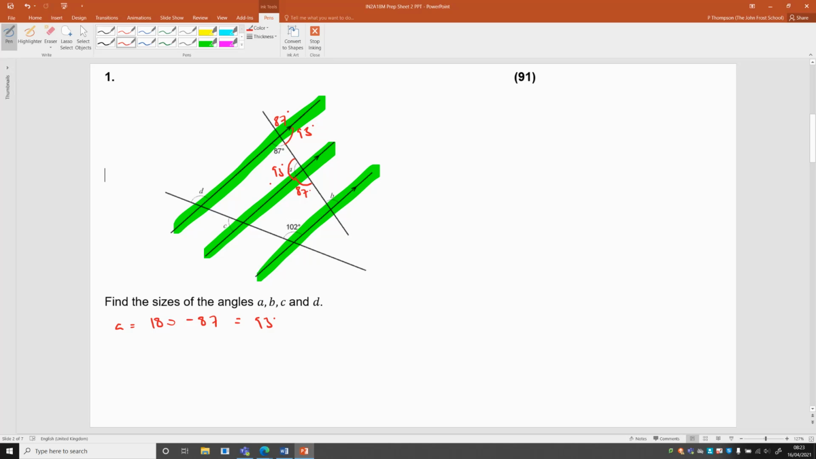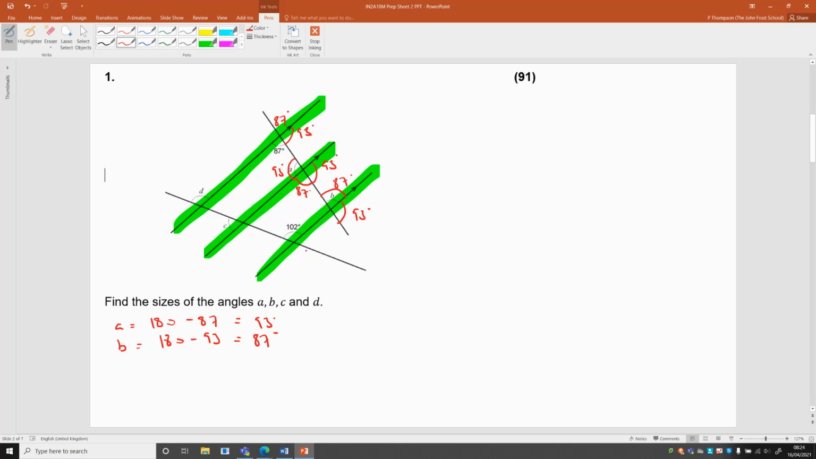You haven't got to find B next, but I'm going to find B because I think it's quite easy. This one's also 93 because it corresponds to the one above. This one's also 93, corresponding. So B is going to be 180 take away 93, which is 87 degrees as well.